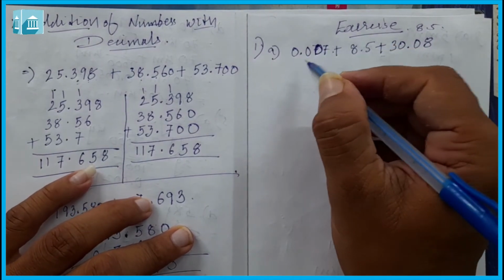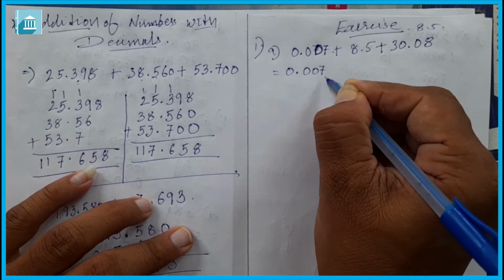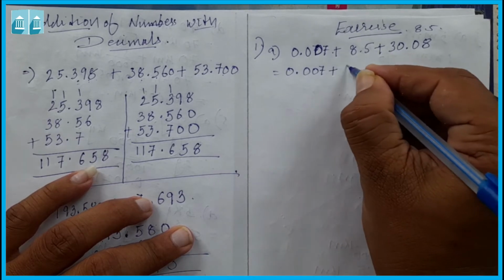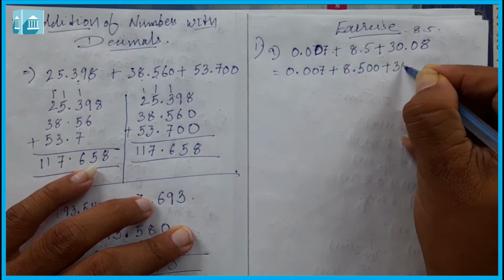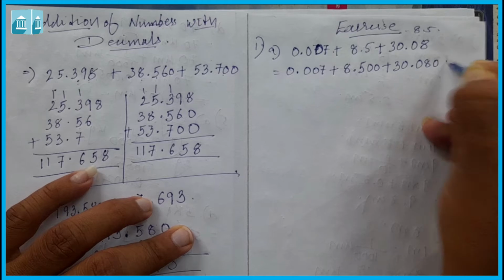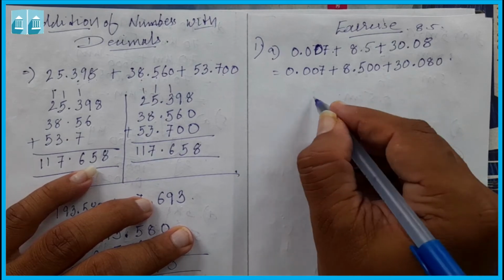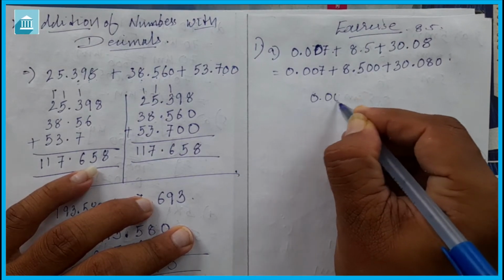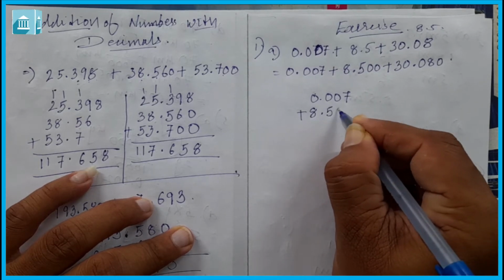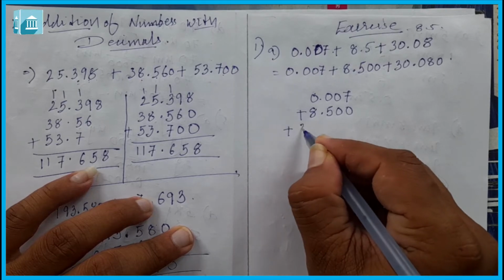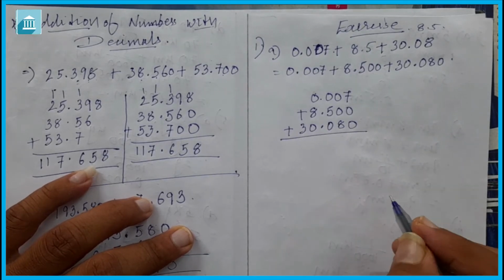Now here first we need to convert it into like fractions, then it will be 0.007. After the decimal point 3 digits are there, so here also we need to do that: 8.500 plus, here again, 30.080. So in this way we can first convert it into like decimals. Now addition. So when we add it, 0.007 plus 8.500 plus 30.080. So in this way we can add it.